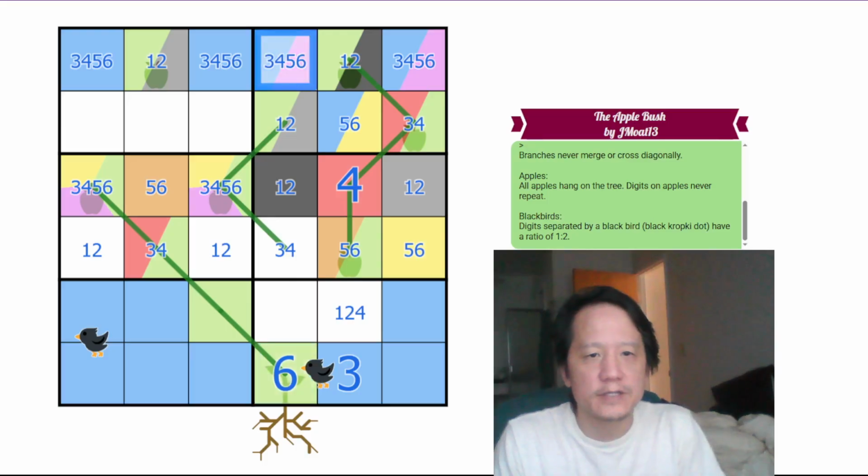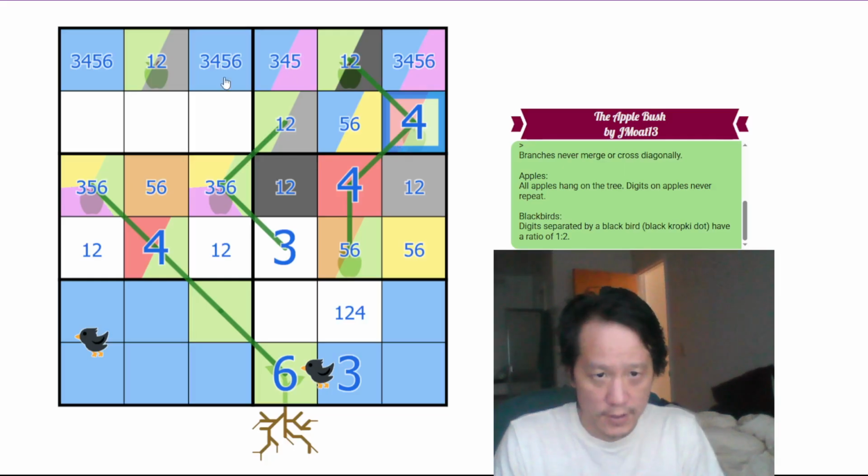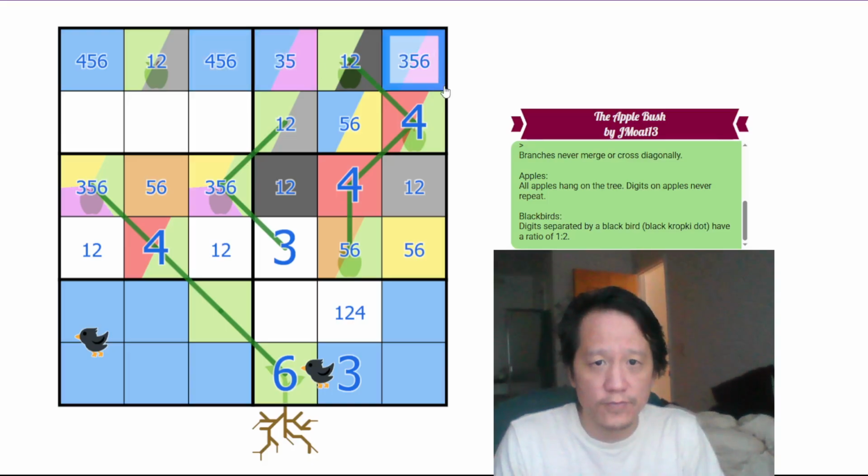This 6 eliminates 6 here. This can't be 4. This is 3. This can't be 3. Or sorry, this can't be 4. Therefore, 3 is one of these two, which makes this a 4. That's the red. This is 4. 4 must be one of these two, so this can't be 4 here. One of these is 3.